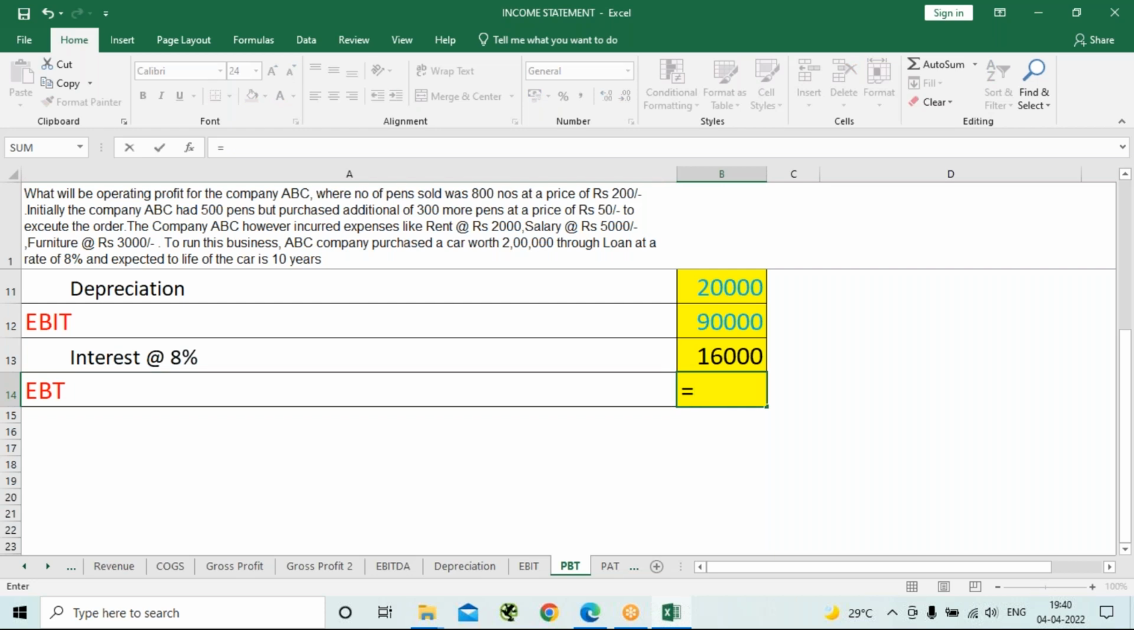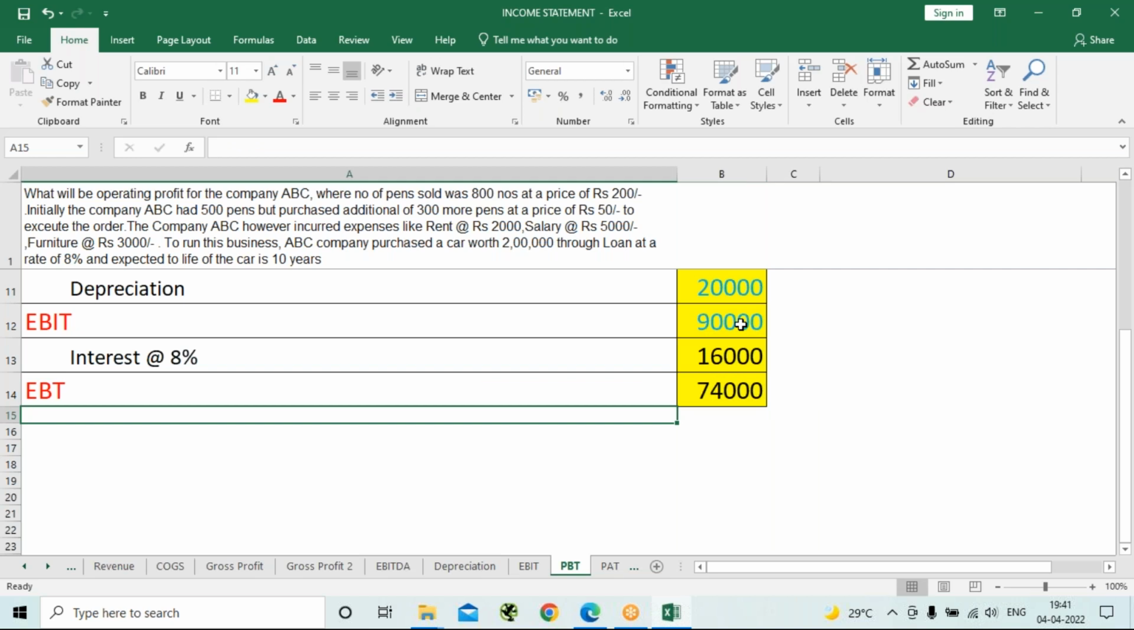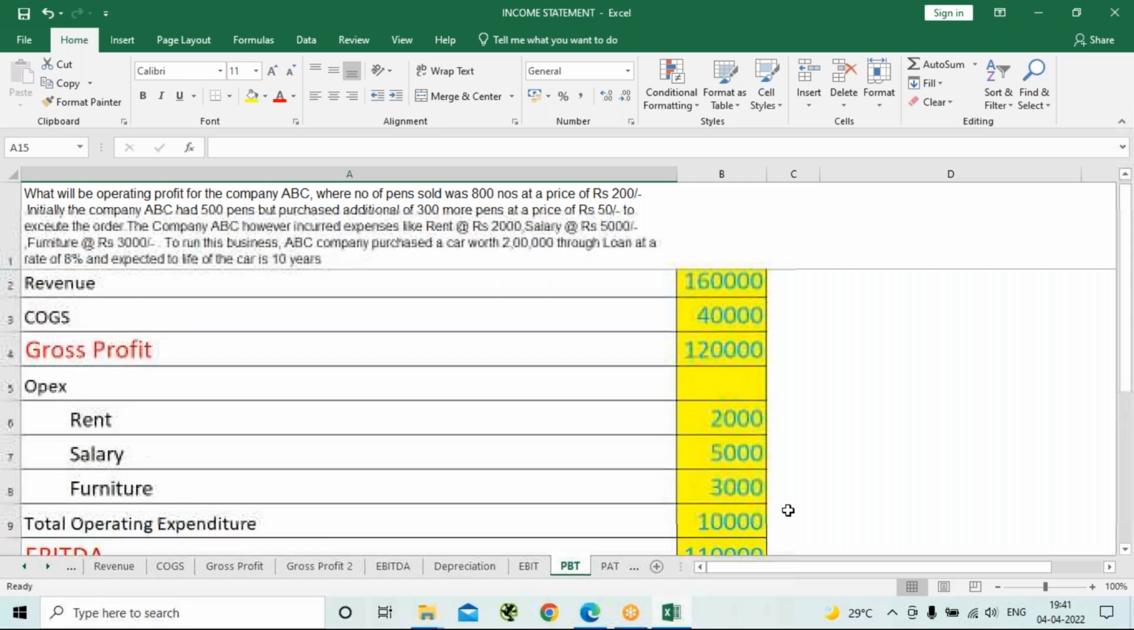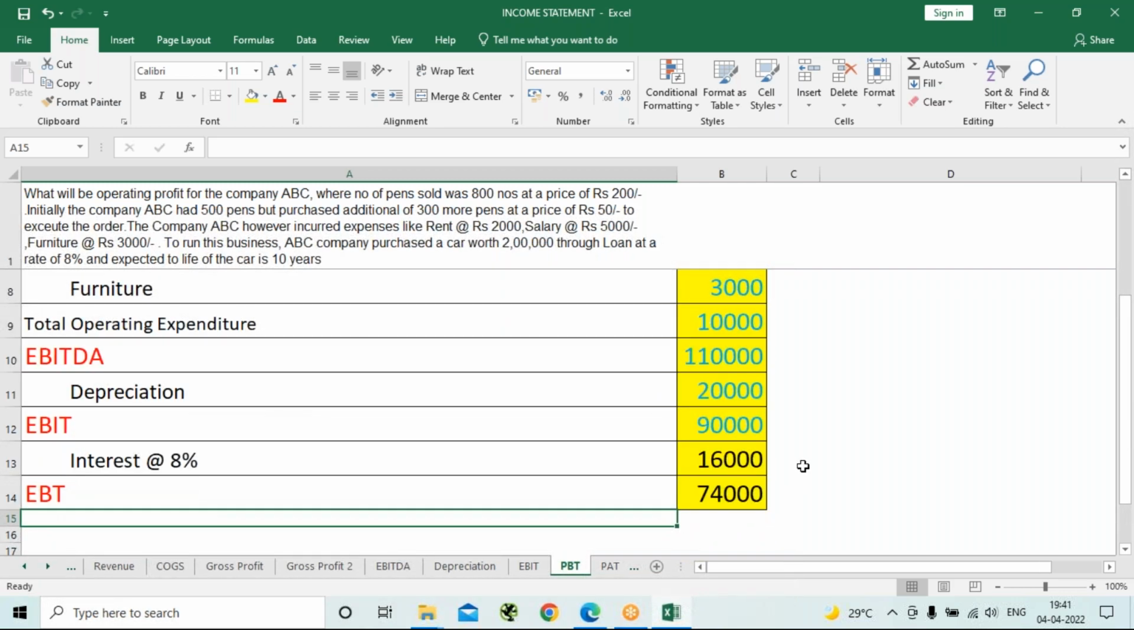And the EBT value will be equal to B12 minus, that is 90,000 minus 16,000. Enter it. Okay, so just have a look at these values and let me know, is there any doubt? Please type yes if everything is clear. If there is any kind of clarification, please let me know.